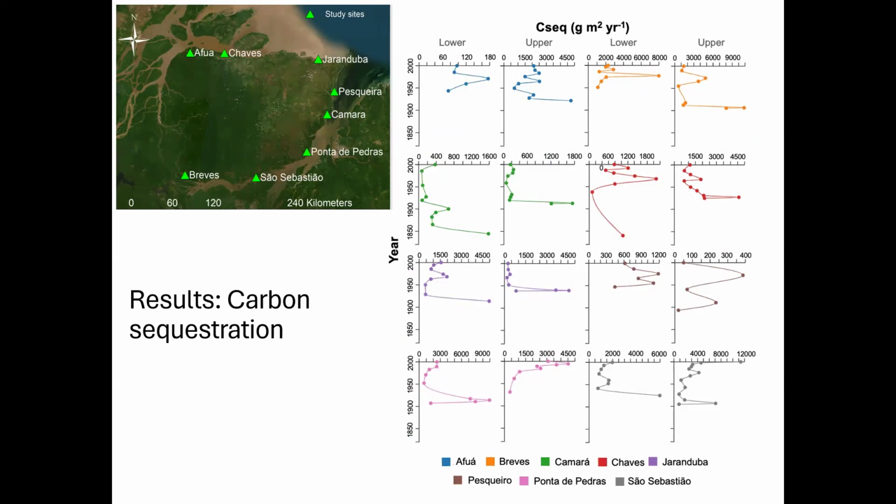You can see there are some very, very high levels of carbon accumulation. Some of them are up around 8,000, 9,000, 10,000 grams per meter squared per year. Some of them are a little bit lower, around 60 to 180 grams per meter squared per year.